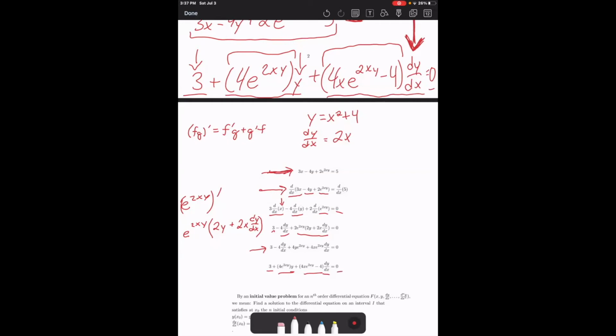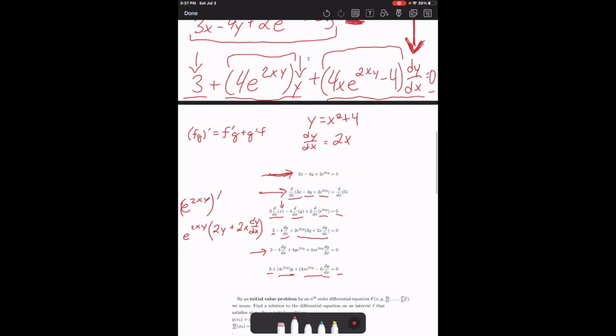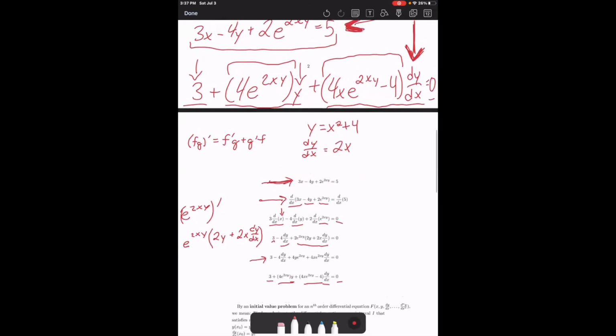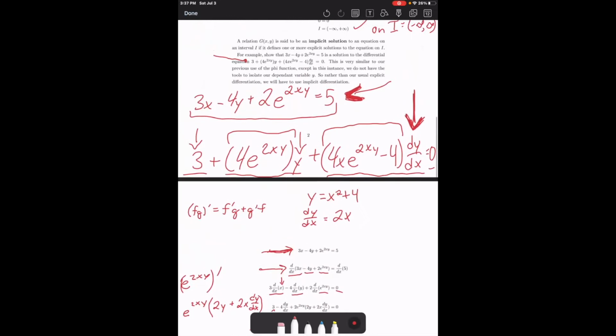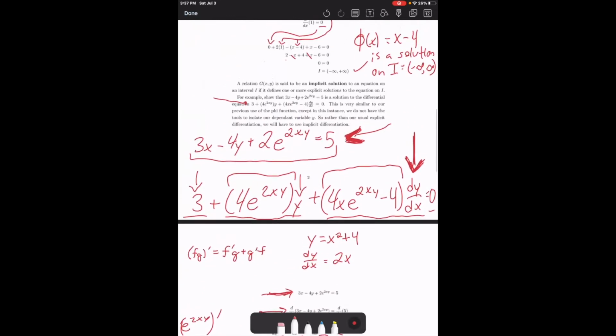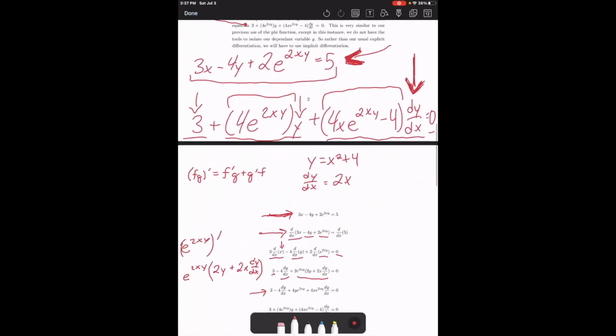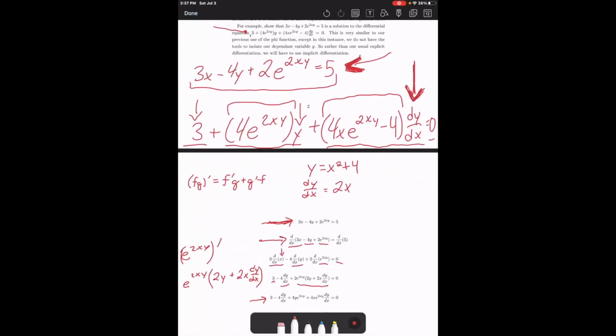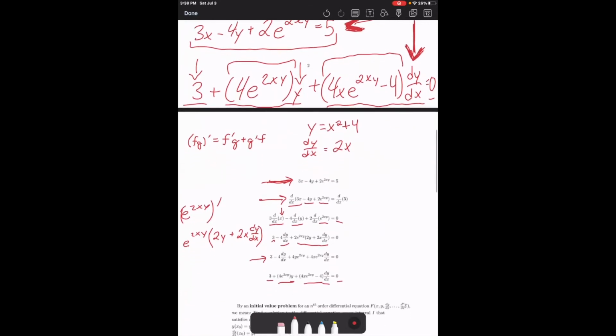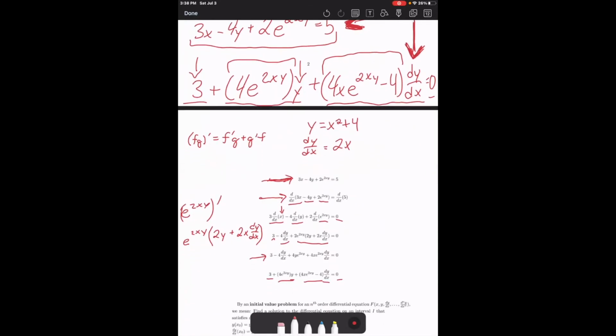So that means that this is actually a solution. You don't reach the same simplicity that you do with an explicit solution. Scrolling up, remember, we just ended with something very nice because we started with y equals. Here, we're just looking to finish with 3 plus 4e to the 2xy times y plus 4xe to the 2xy minus 4 dy dx equals 0. And we've succeeded. So this is a solution.